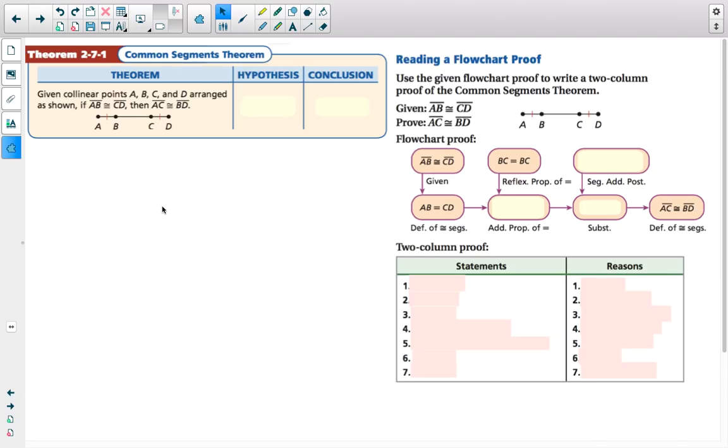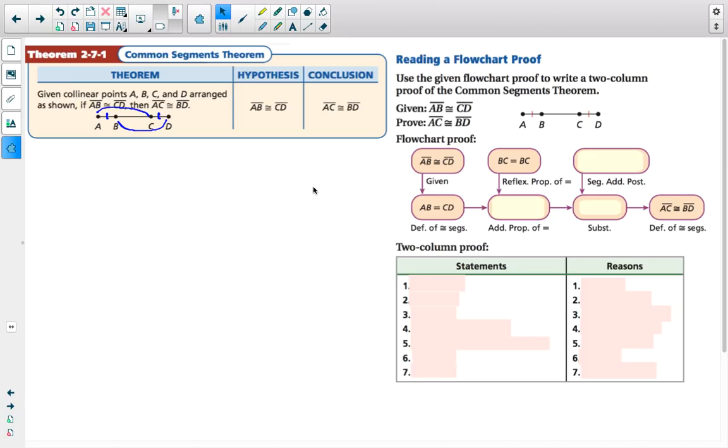And if they're arranged as shown, so in order, then if segment AB is congruent to segment CD, then segment AC will be congruent to segment BD. So the hypothesis is that if AB is congruent to CD, the conclusion is then AC will also be congruent to BD.